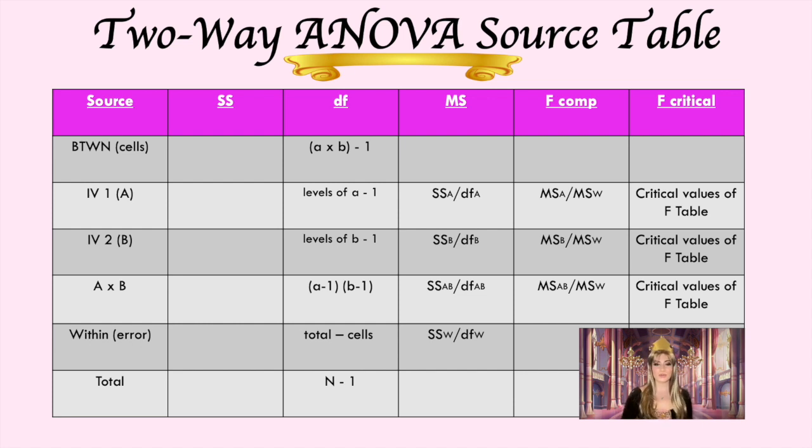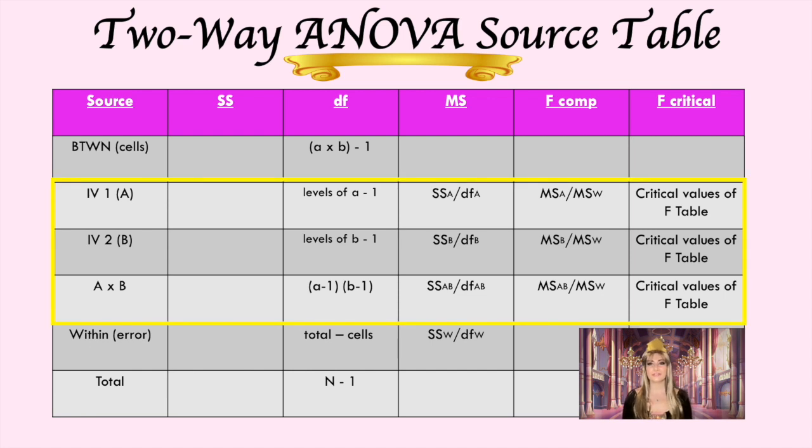So what's important to understand is that when we talk about the source table for a two-way ANOVA, the thing that is now different is that we've separated the between group variance into three separate variances. We have variance of independent variable 1, which is the size of the portion, variance of independent variable 2, which is the type of food, and then the variance of the interaction of those two variables, which is illustrated by A by B.